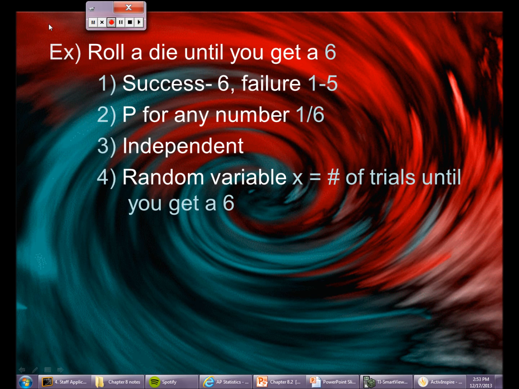Let's look at rolling a die until you get a 6. Here's the 4 properties, and you can see how each property holds for the geometric distribution. Success would be rolling a 6. Failure is anything else. My probability is the same, 1/6. Each roll is independent, and option 4 is the one that's different. I'm going to keep rolling until I finally get a 6.